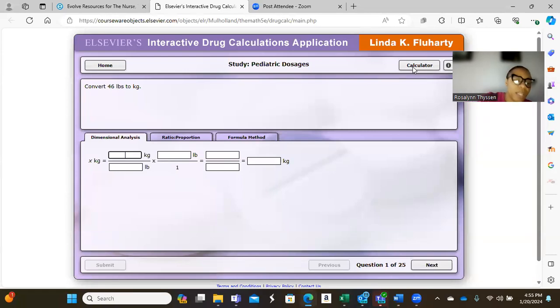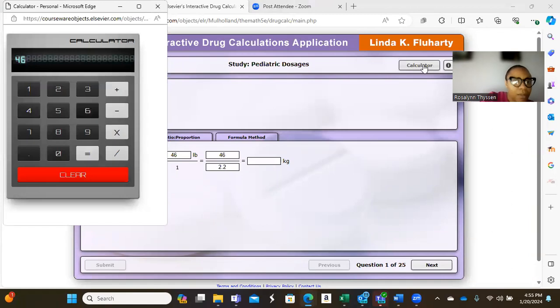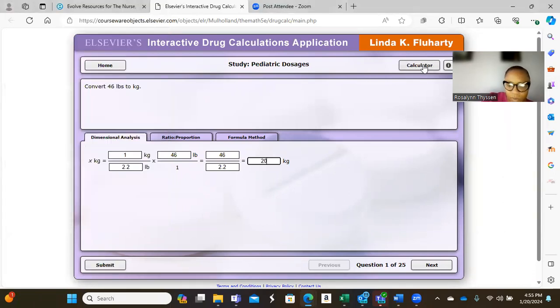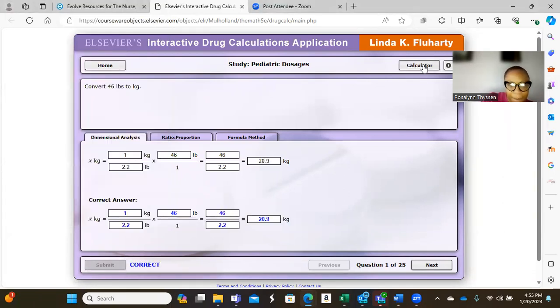All right. So what am I looking for? A kilogram. I know 1 kilogram is 2.2 pounds. Pounds is at the bottom, so I know it has to go at the top. I need 46 pounds. So multiply straight across. 1 times 46 is 46. 2.2 times 1 is 2.2. So I do my math. 46 divided by 2.2, and that is 20.9 kilograms.